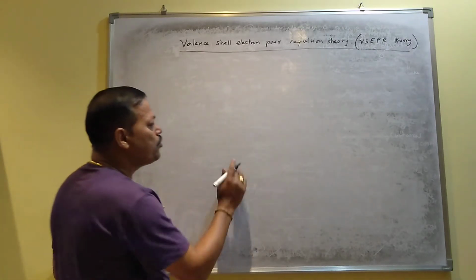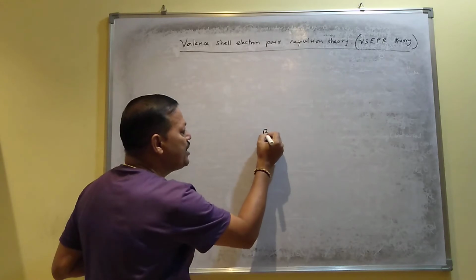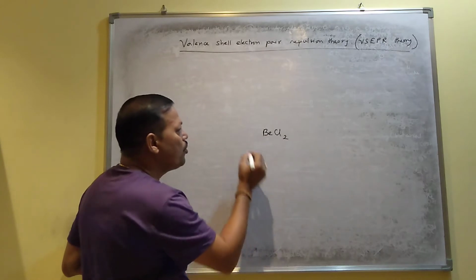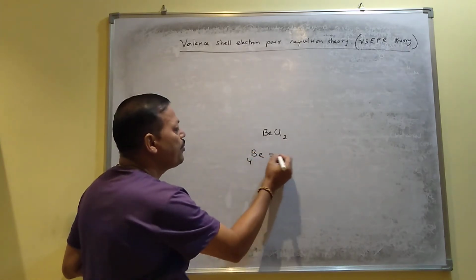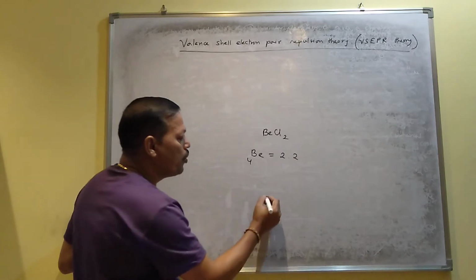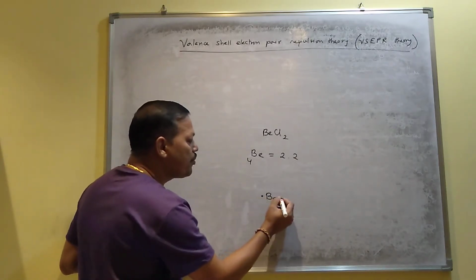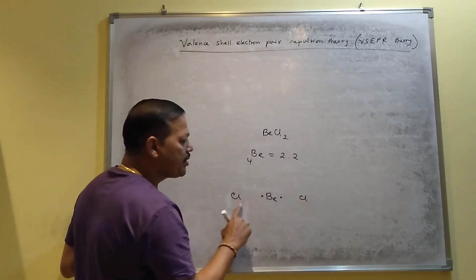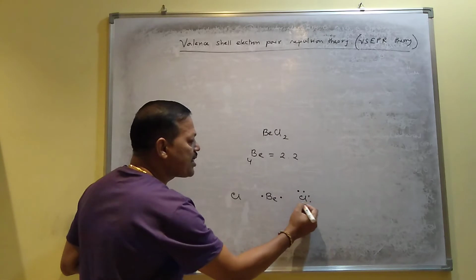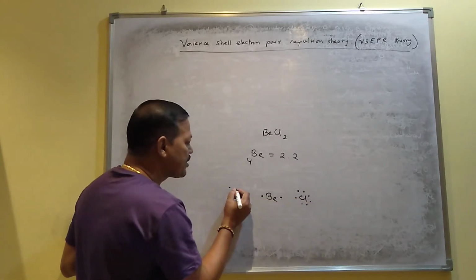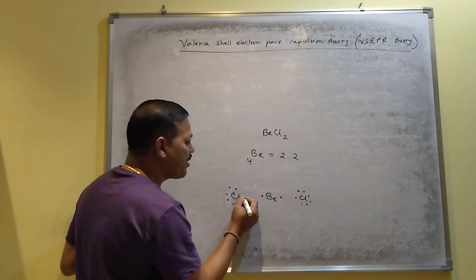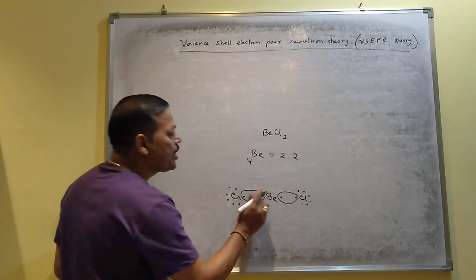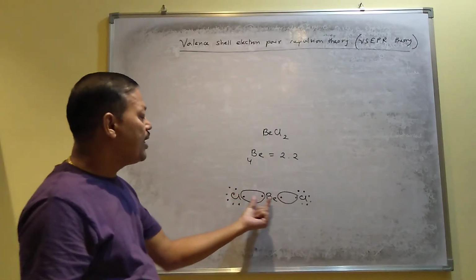For example, if you consider beryllium chloride, BeCl2 molecule, then you can understand something. In beryllium chloride, you know beryllium's atomic number is 4, I mean it contains 2 valence electrons. When beryllium chloride is produced, beryllium contains 2 electrons, and there are 2 chlorines, one chlorine I write here, another chlorine here, and chlorine contains 7 electrons in the valence shell, like this: 1, 2, 3, 4, 5, 6, 7. Now sharing of electrons takes place. After sharing, they produce the bond between beryllium and chlorine.